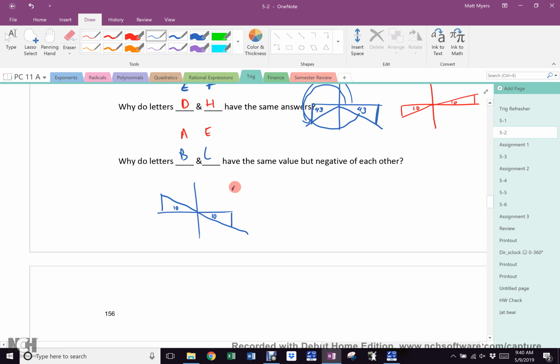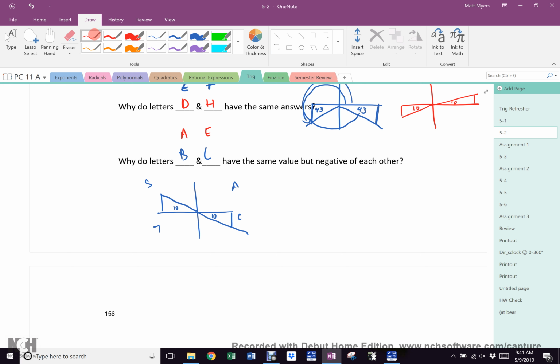This, ACTS, is where cos is positive. So it's cos 350. This, cos has to be negative, so cos 170. Everybody cool? Do I need to show A and E? Or do people get it?